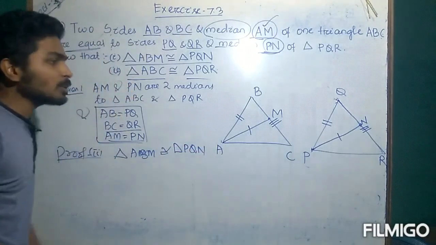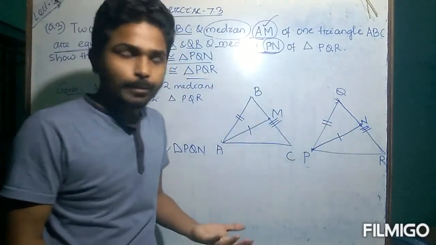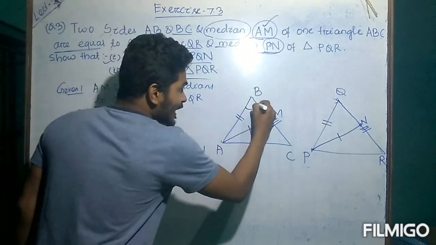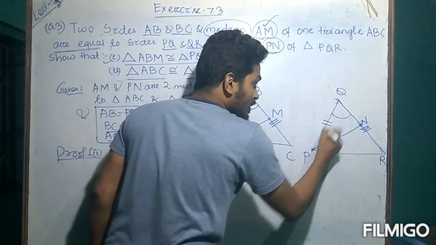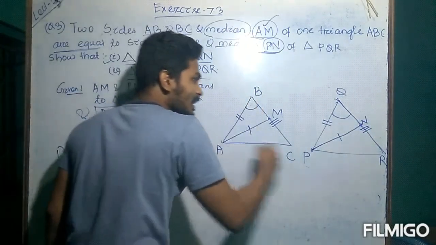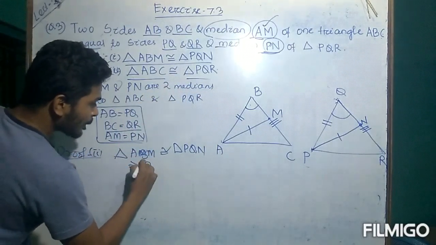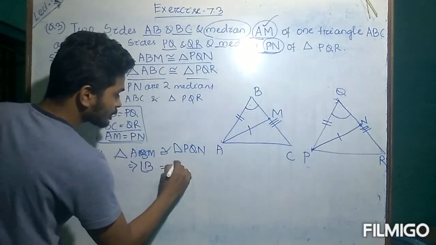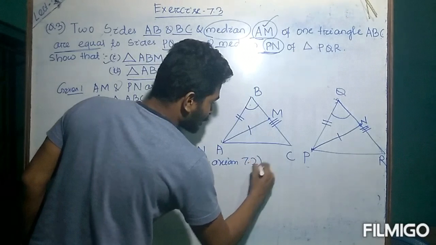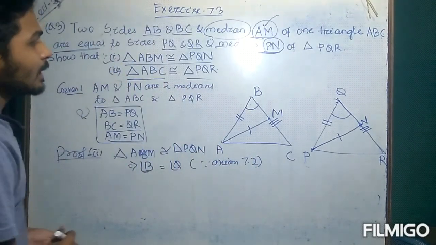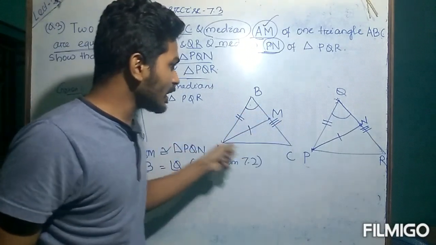Okay. Now, according to axiom 7.2, if any two triangles are congruent, then their corresponding angles must be equal. So, if we choose this angle for the triangle ABM and this angle for the triangle PQN, then we can say that this angle is equal to this angle because they are congruent. So, directly we can write angle B is equal to angle Q due to axiom 7.2. They are the corresponding parts of congruent triangles.